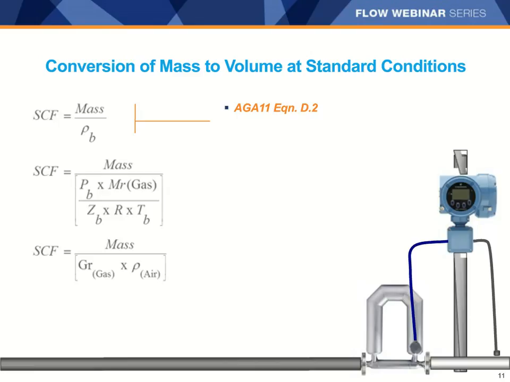To get to energy units, a gas chromatograph or other method is needed to measure the heating value of the natural gas. The heating value will vary with changing composition. The heating value can either be represented as energy units per unit of standard volume, such as BTU per standard cubic foot, or as energy units per unit of mass, such as BTUs per pound mass.